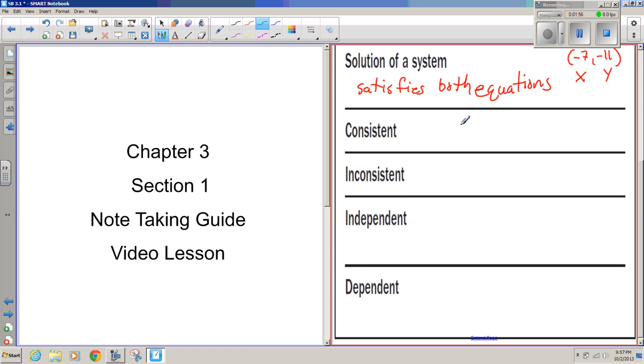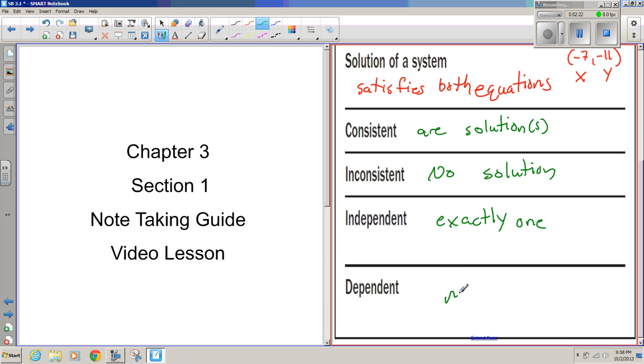Okay, remember, consistent: there are solutions. And there may be one solution, or there may be infinitely many. Inconsistent, you say no solution. Independent, you say exactly one. And dependent, you would say many. You'd actually say infinitely many. So those are the vocabulary words.